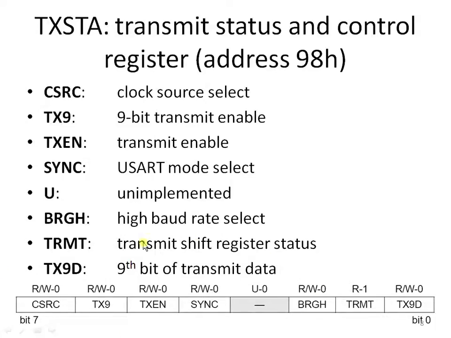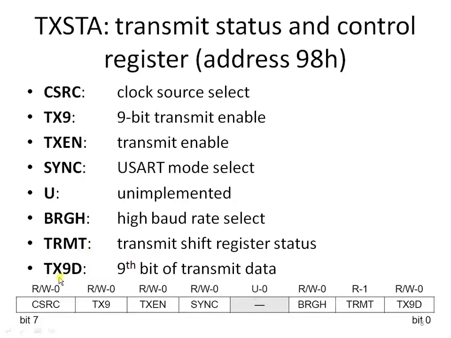And then you have TRMT. Now this particular bit we have to monitor while transmitting the data. This will give you the status of the shift register. Whenever the shift register inside the transmitter block is empty, then this particular bit will become 1, indicating that the shift register inside the transmitter block of UART is empty. So while transmitting the data, we should monitor this particular bit. We'll discuss that when we come across the block structure of the transmitter block.